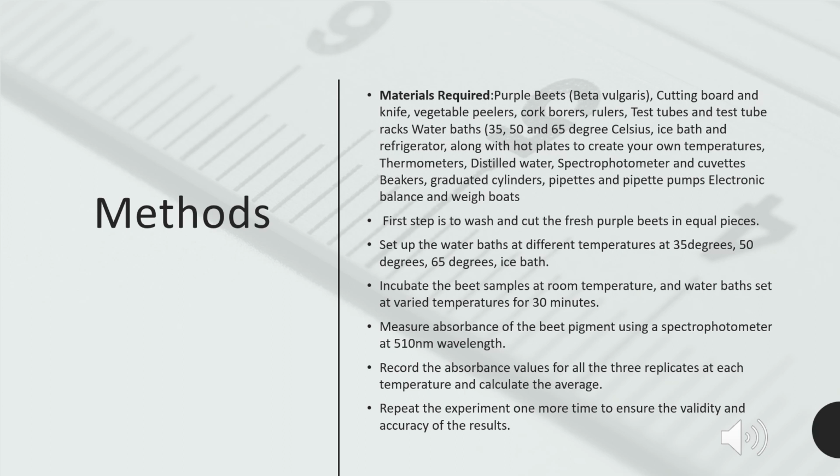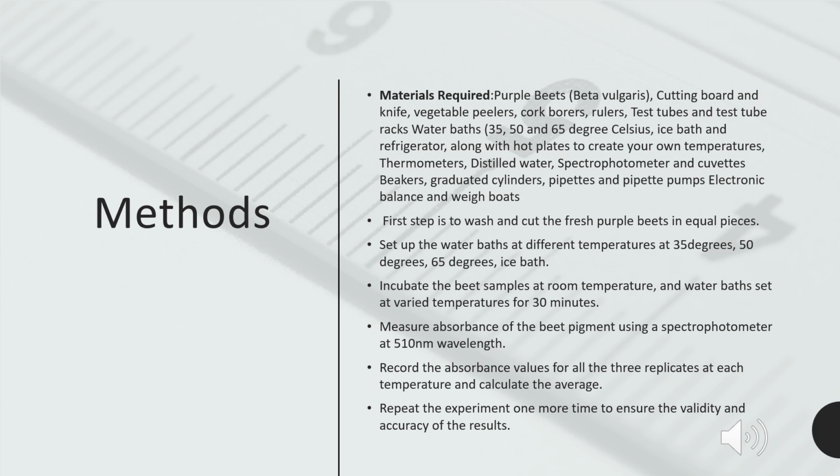So how are we going to test this? Well, first, we'll need some purple beets. We'll cut them into equal pieces and set up water baths at different temperatures, like 35 degrees Celsius, 50 degrees Celsius, 65 degrees Celsius, as well as an ice bath. And we'll also take one at room temperature. Then we'll incubate our beet samples at the different temperatures for 30 minutes.